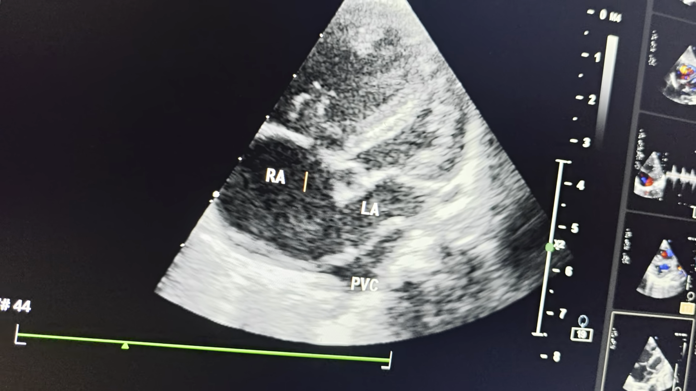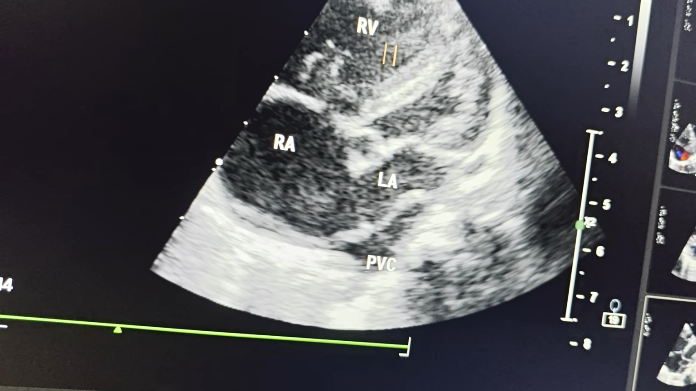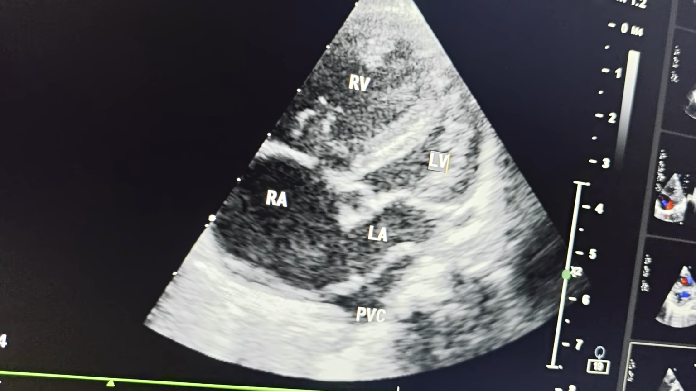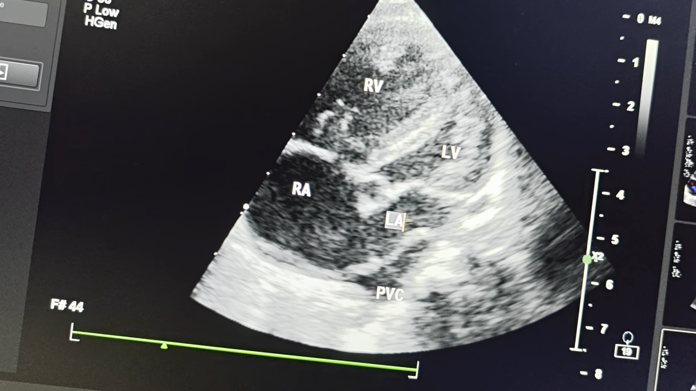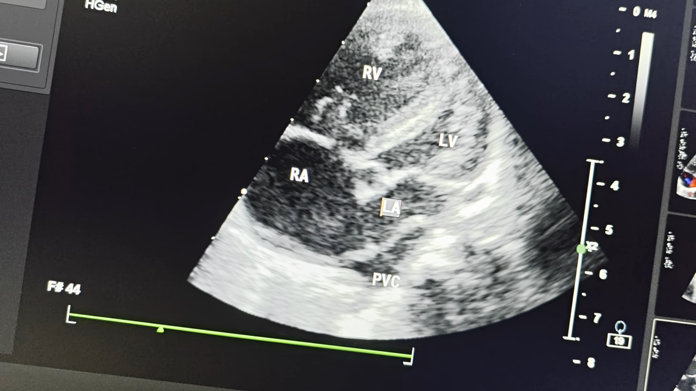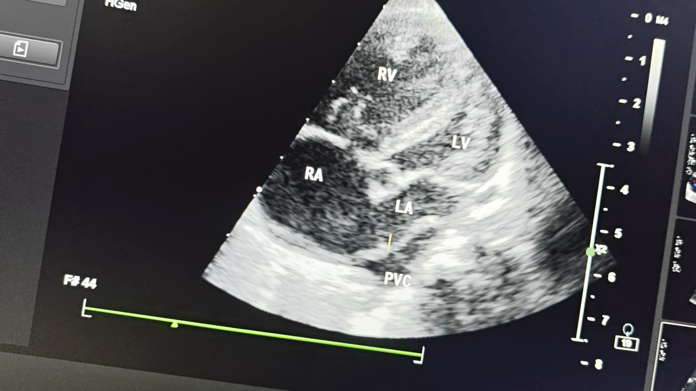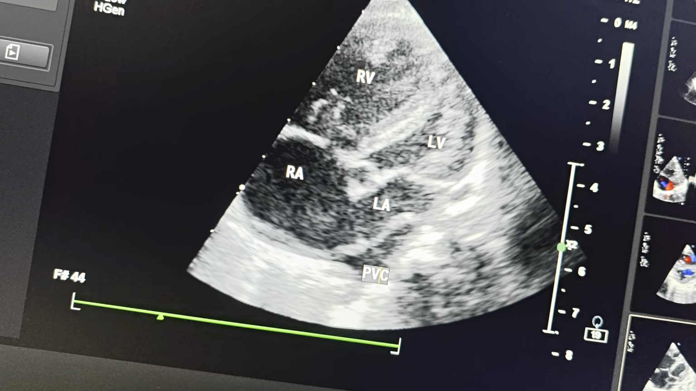So this is apical four-chamber view. This is right ventricle, and this is left ventricle. So anatomy is quite clear. This is apical four-chamber view. So any structure, if you find two chambers, one above another, any chamber that is superior to left atrium, most likely scenario is pulmonary venous confluence.